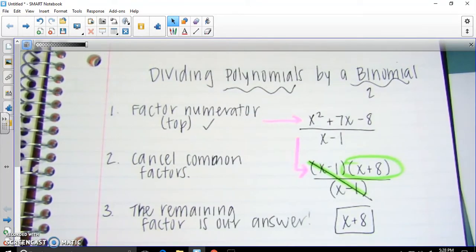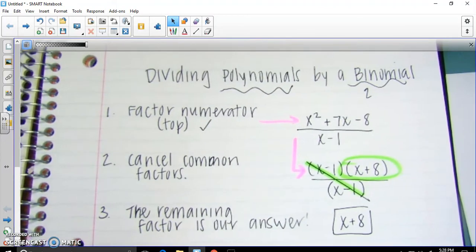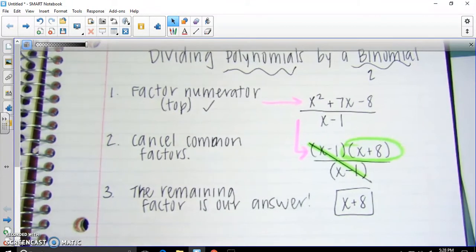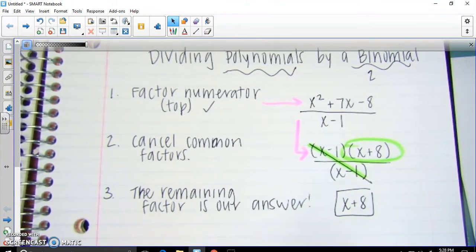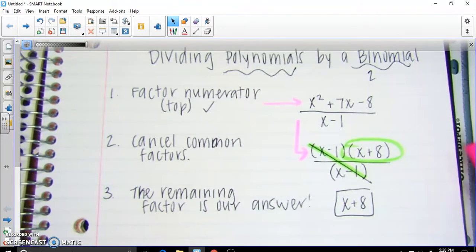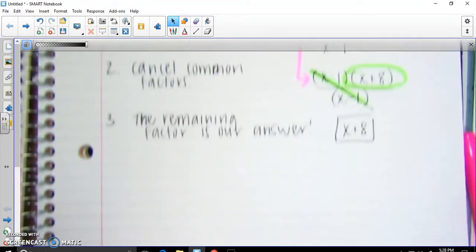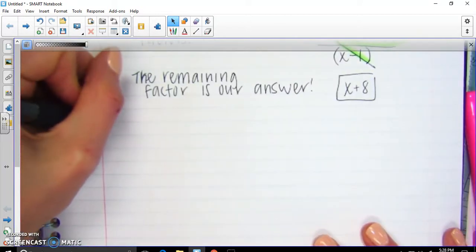And that's it. So hopefully by doing this, we're not going to have an answer in a fraction anymore. By canceling out that common factor, we're just going to have hopefully just a binomial, possibly a polynomial, but probably just a binomial in our final answers. So let's see some other examples of this. Let's start with number 1.